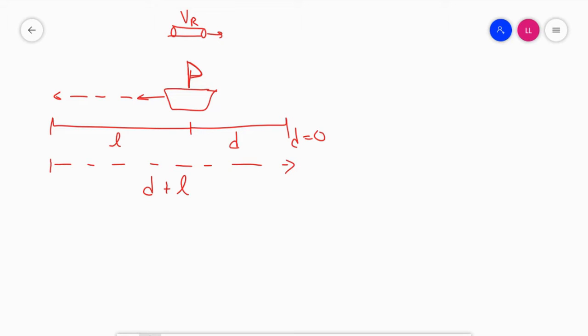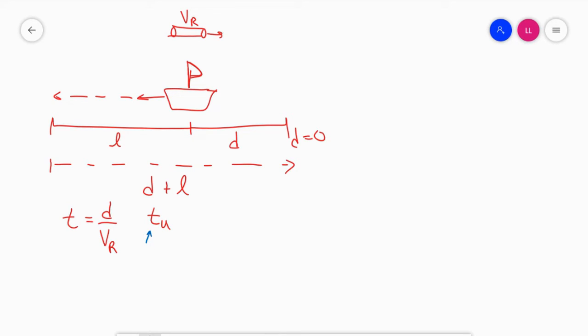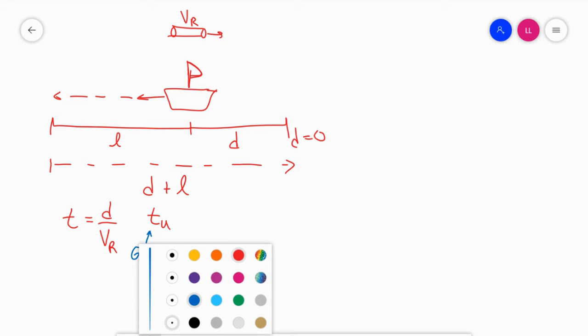So what does that mean in terms of times? The time for the log is actually the total time, and it travels a distance of d at the speed of the river. Now, the boat going upstream, coincidentally, this is the time given in the problem itself.